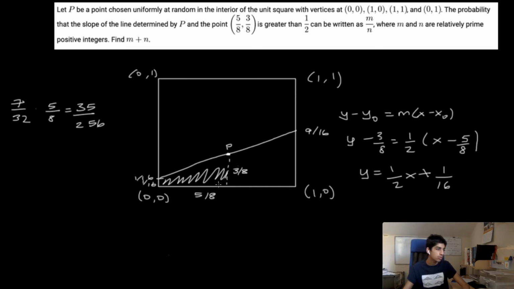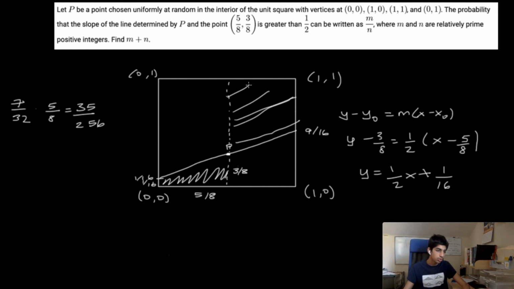However, this isn't the only region that satisfies the given requirements in the problem. If we just extend this vertical line we drew, we see that this trapezoid over here also satisfies the requirements given in the problem. So we also need to find the area of this trapezoid.